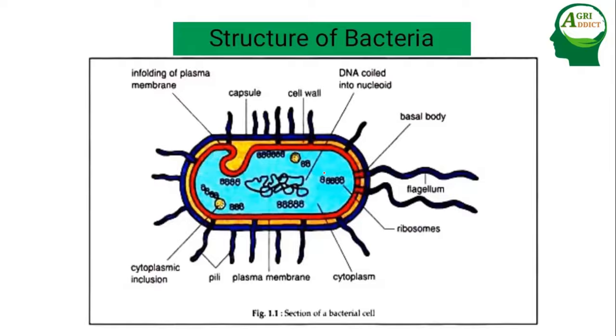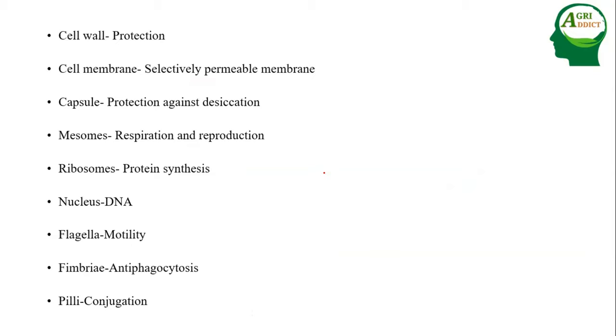We know that outermost cell wall is a very important organ for the protection. Do we know what it is made up of? Yes, it is made up of an important murein, or we also call it as peptidoglycan. Peptidoglycan is made up of N-acetyl glucosamine and N-acetyl muramic acid. So these two are linked by amino acid chain.